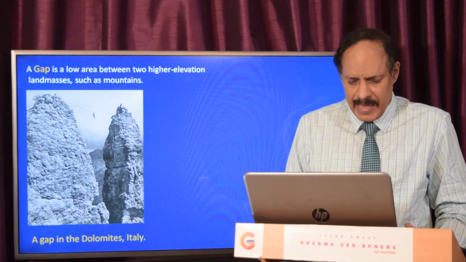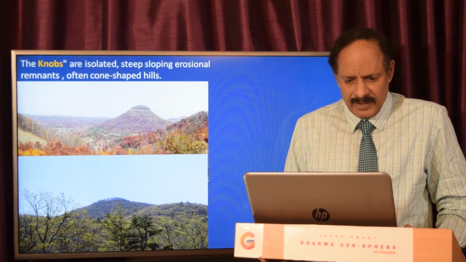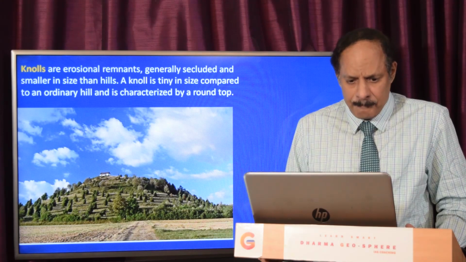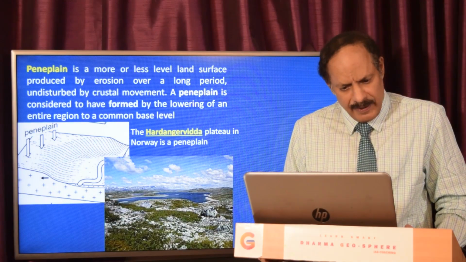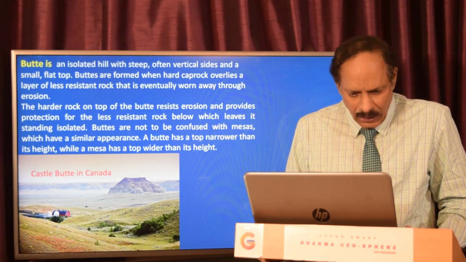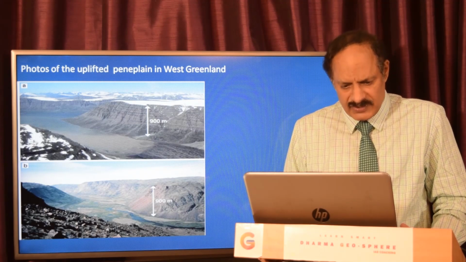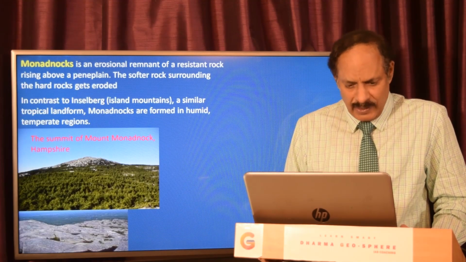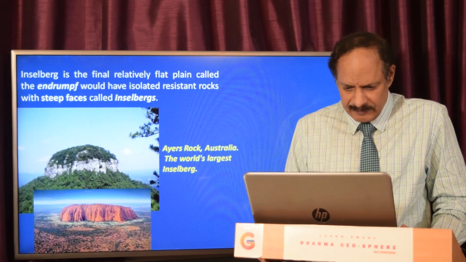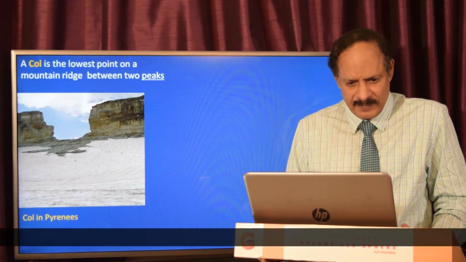You can see this is the gap, this is the saddle, this is a knob, this is a knoll, this is a peneplain, this is a butte. This is a photo of the uplifted peneplain in western Greenland. This is a monadnock. Then this is an inselberg. This is a stack. This is a col.